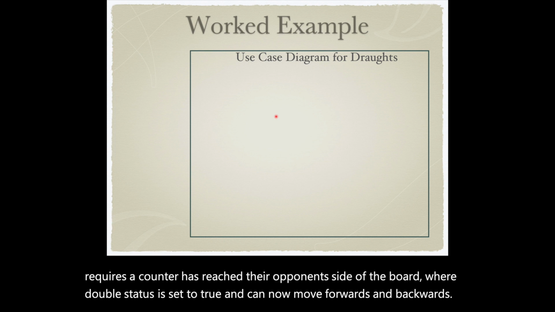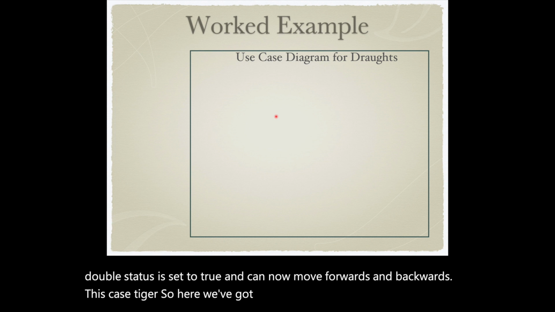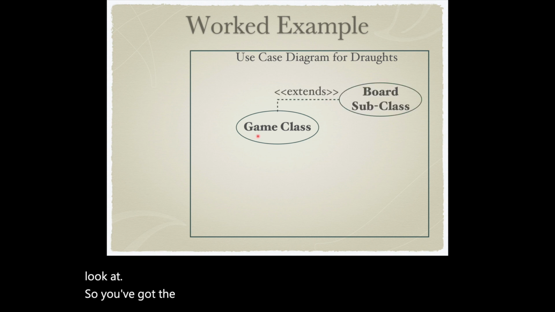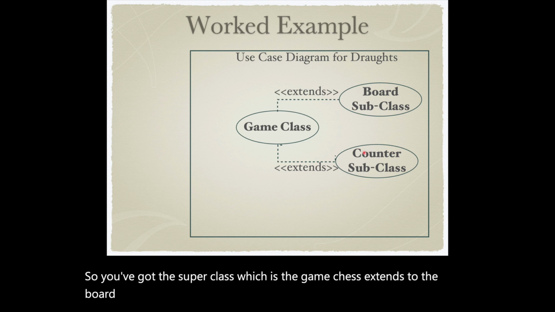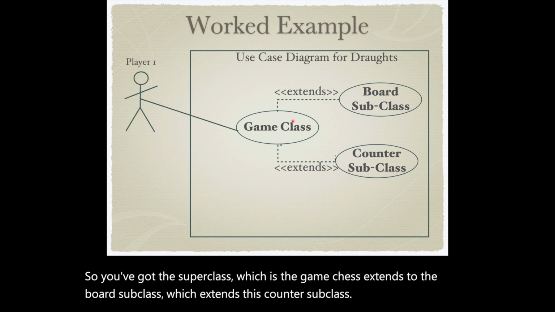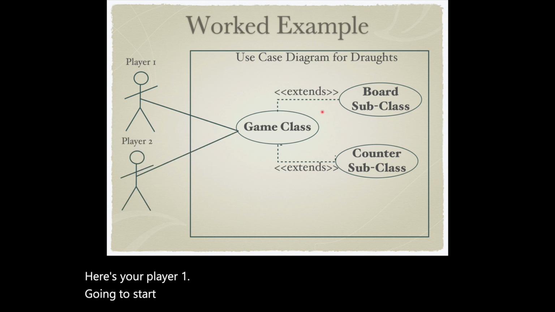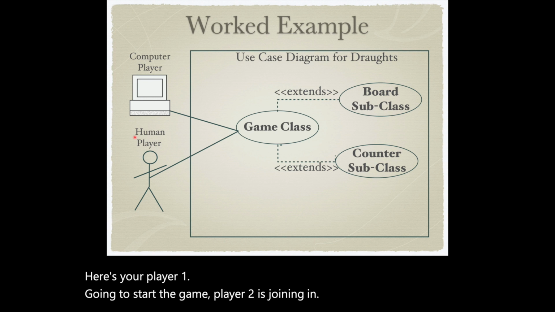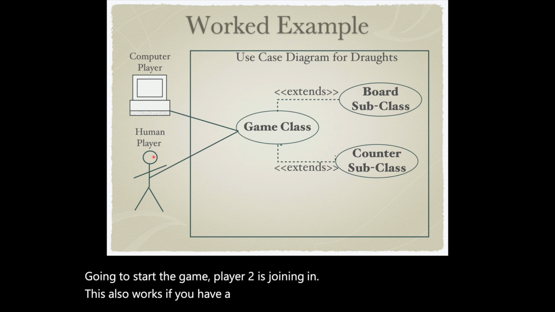Use case diagram. So here we've got the whole diagram that we can have a look at. So you've got the superclass, which is the game, extends to the board subclass, which extends to this counter subclass. Here's your player 1 going to start the game. Player 2 is joining in. This also works if you have an AI player and your human player, so they both work together.